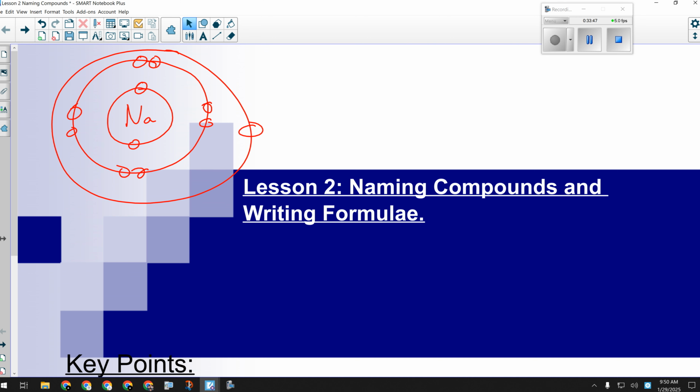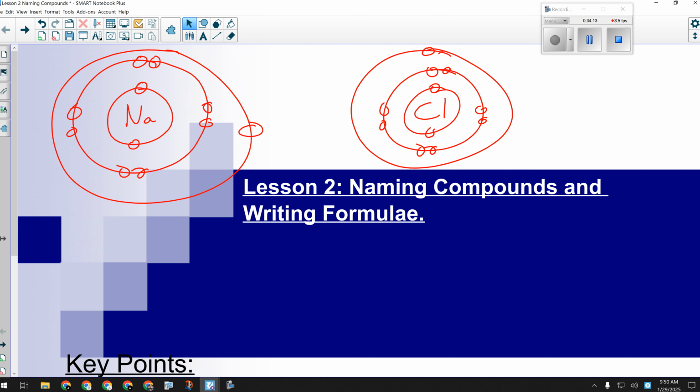So something that goes well with sodium would be chlorine. Chlorine has 17 electrons. So in the first shell, just like sodium, there are 2. In the next shell, there are 8. That's 10 in total. And then another 7. It's 1 short of having that full outer shell.